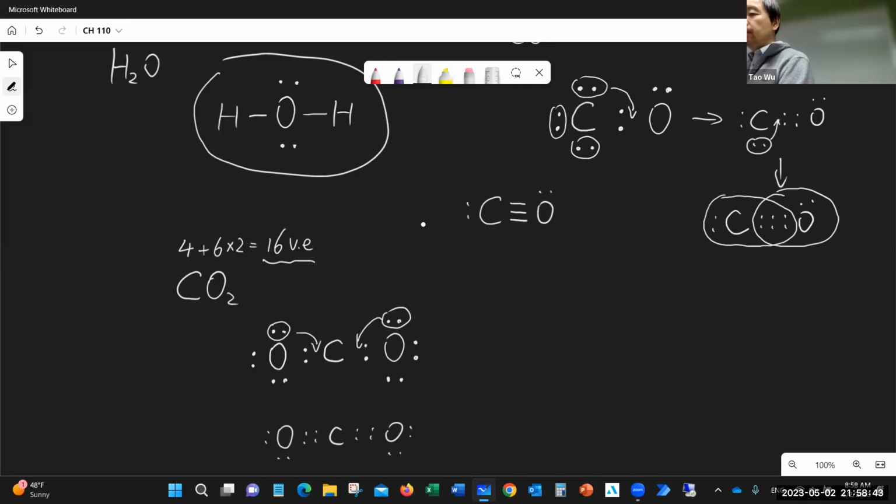Then they're going to become something like this. Then you will see the oxygen is an octet, the carbon also has an octet, and the oxygen on the right side is also an octet. So you can remove those shared electrons, making double bonds. Then that's it. That's gonna be the Lewis structure for CO2.